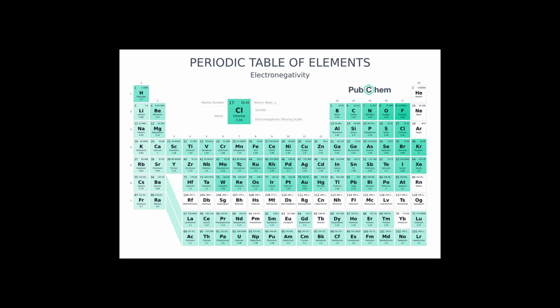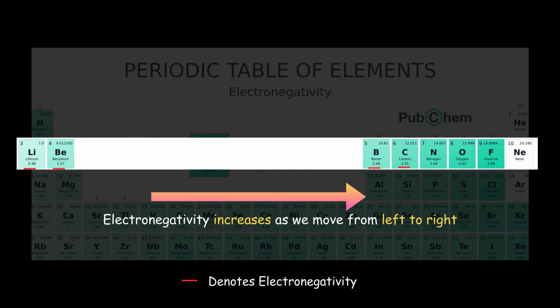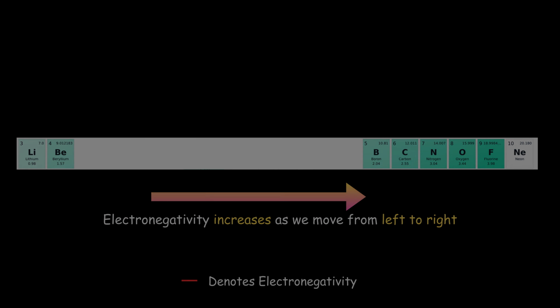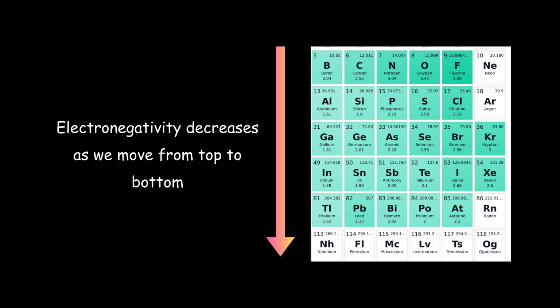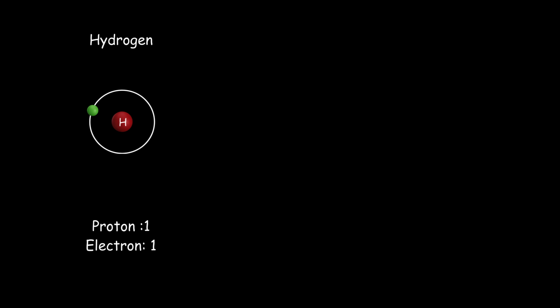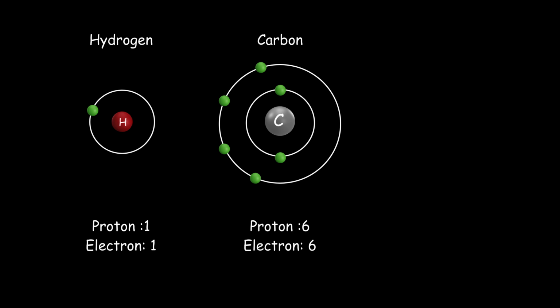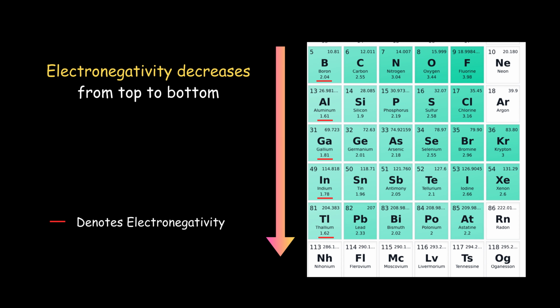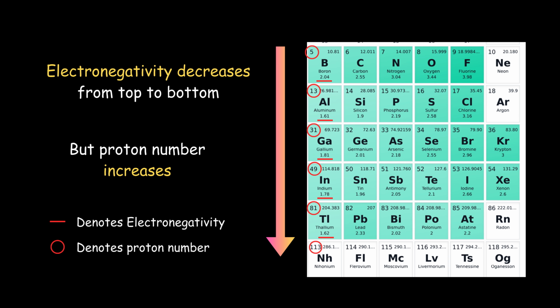If you look at the periodic table here, you'll see that the electronegativity value increases as we move from left to right of the periodic table. But it decreases as we move from top to bottom in the same table. This happens because as we move from left to right, the proton number increases and the protons are positively charged. So there is a higher tendency in those atoms to attract the electrons towards themselves. But then, why should it decrease as we move from top to bottom? As we can see, the proton number also increases as we move towards the bottom of the periodic table because the same thing essentially happens here as well.